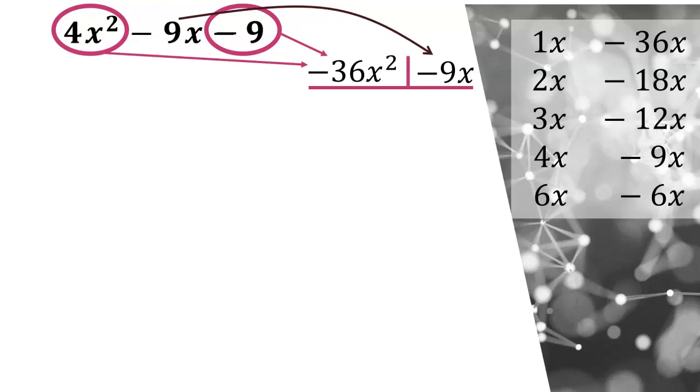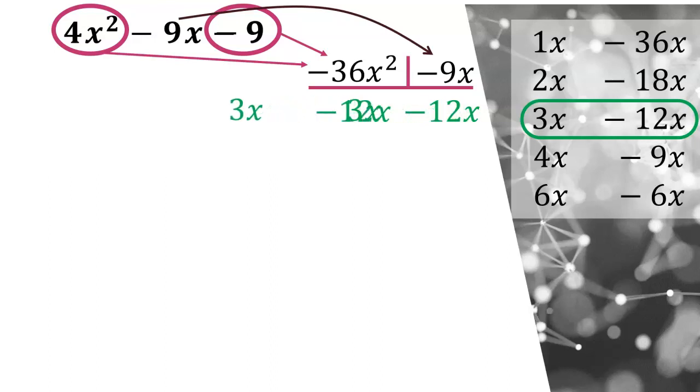So now when I look at this list, I'm trying to find out of these factors, which ones add up to be negative 9x. And that would be the 3x and negative 12x. So we could write that down. Now we are not going to break this up into four terms. So the next step is really simple.